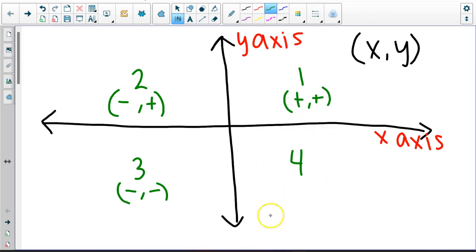In quadrant 4, our x-axis, this is our positive piece. But for our y-axis, this is the negative. Okay, and right here, this is what we call the origin. This is where they intersect. This is our 0, 0.